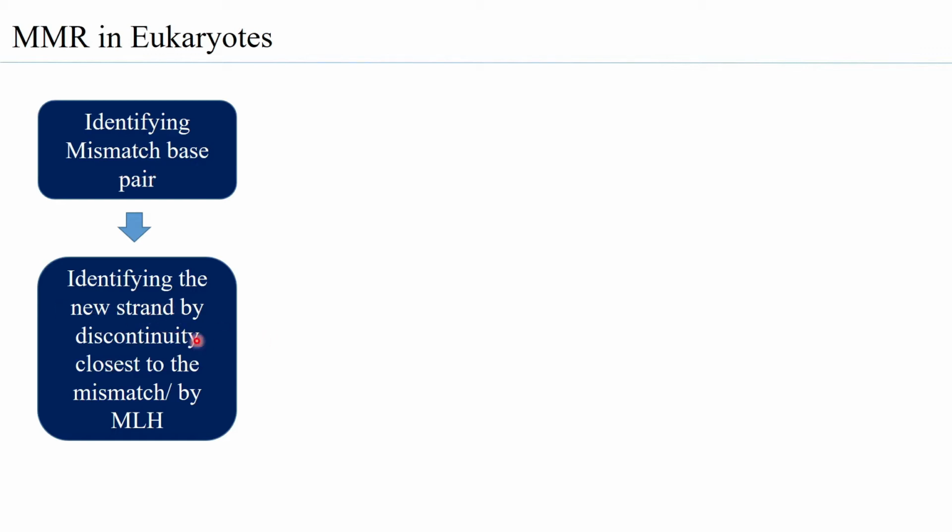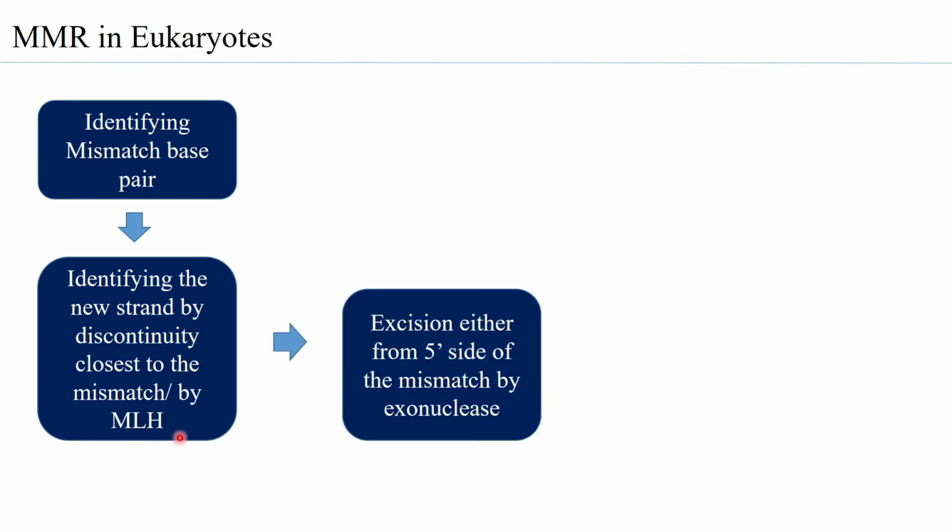That is done by looking at the discontinuity in the newly synthesized strand, because we all know that DNA replication is semi-discontinuous. There are Okazaki fragments present on both the DNA templates, and therefore you would have discontinuity. Those discontinuities are recognized by MMR and become the basis of recognizing the newly synthesized DNA. So the identification of the new strand or the newly replicated strand is also taken care of by the MLH molecule, that is, MutL homolog.